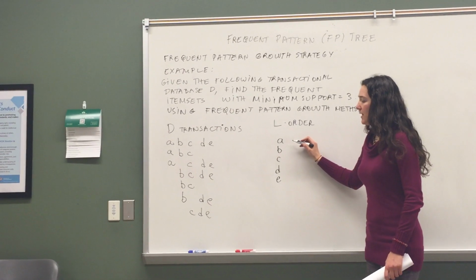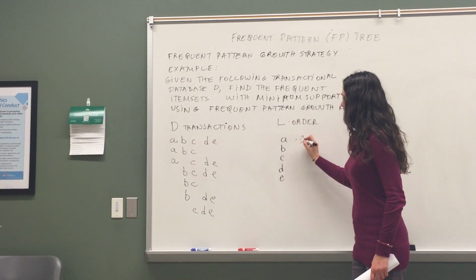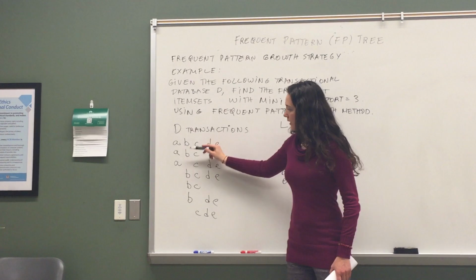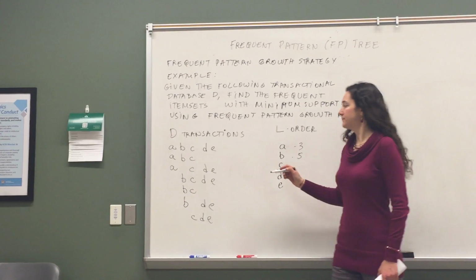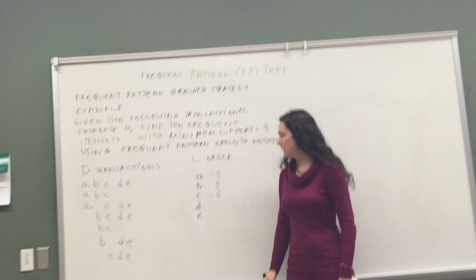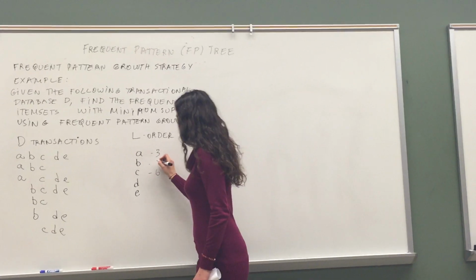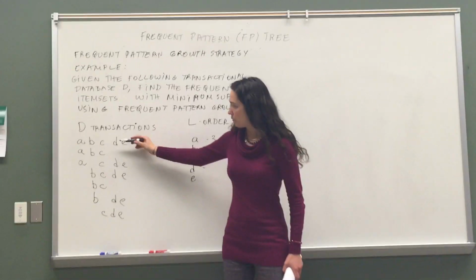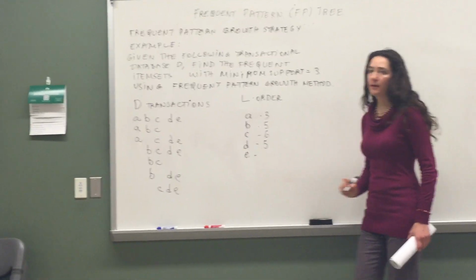How many times did A occur in the data? 1, 2, 3. And B? 1, 2, 3, 4, 5. And C? 1, 2, 3, 4, 5, 6. And D? 1, 2, 3, 4, 5. And E? 1, 2, 3, 4, 5.